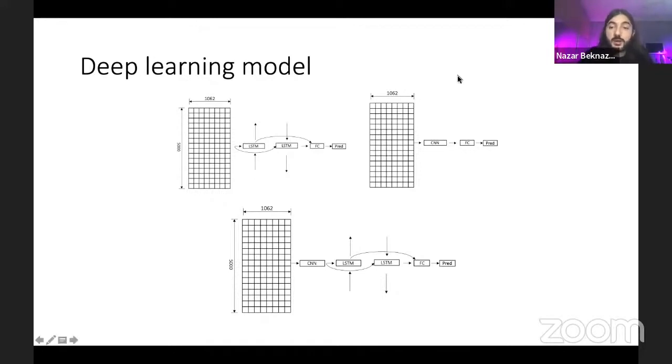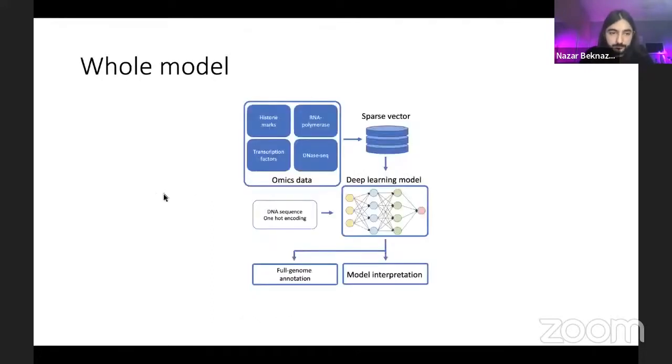Then we tried to utilize a CNN model that can look for the local structure of every piece of DNA, and then we tried a hybrid model that uses CNN and RNN parts together, and see whether it could make a better prediction. And thus the whole idea could be shown here.